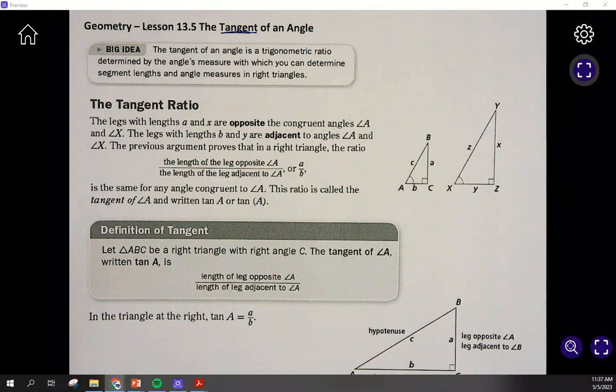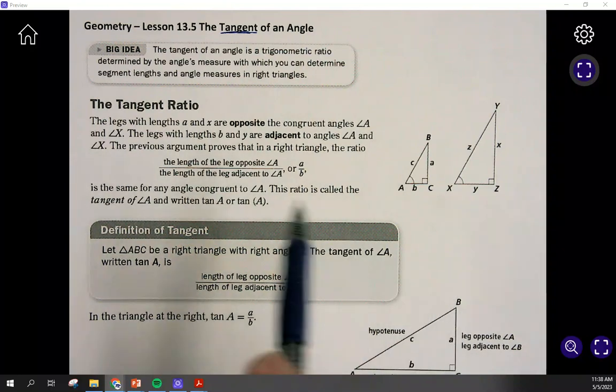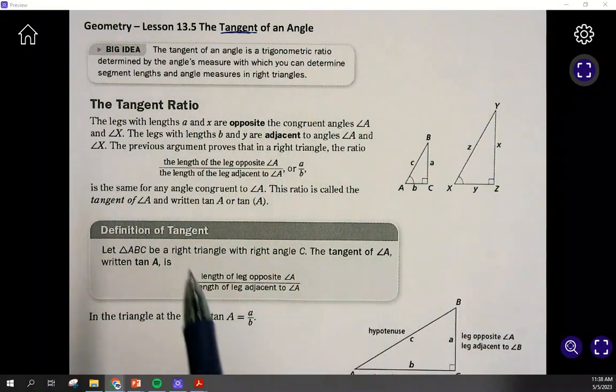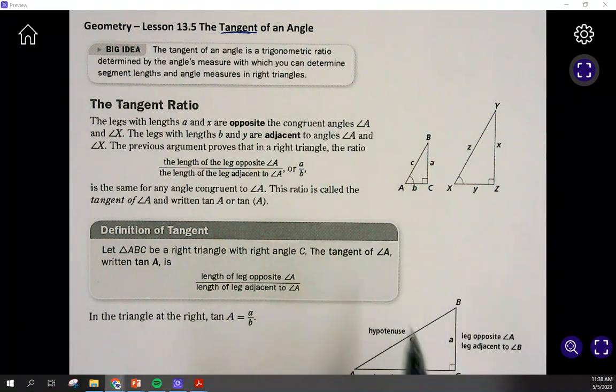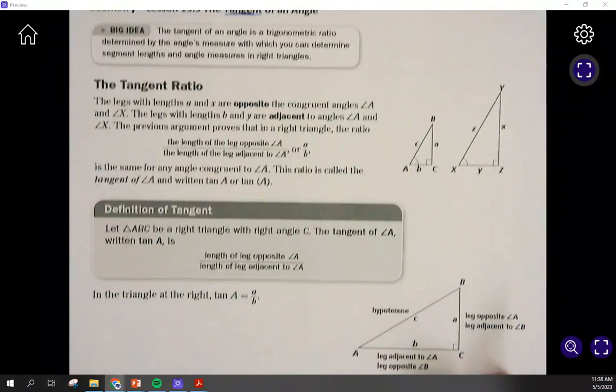We've looked at some very, very special ones like a 30, 60, 90 and a 45, 45, 90, and some other ones like a 3, 4, 5 and 5, 12, 13. This now is going to help us find missing sides and missing angles of just any right triangle. It doesn't have to be a special one. So I'm going to break this down real easy for you.